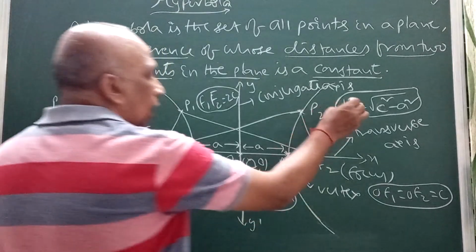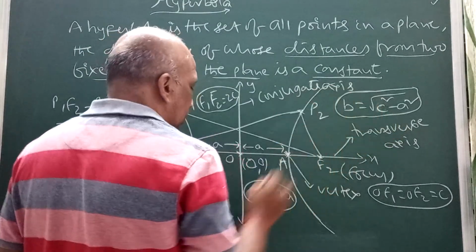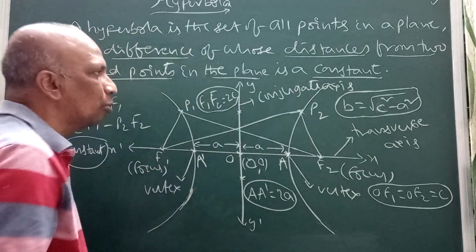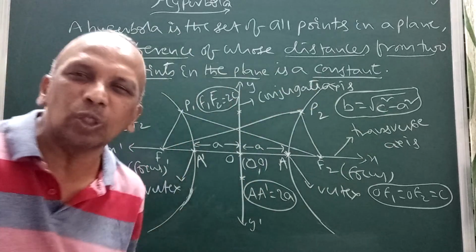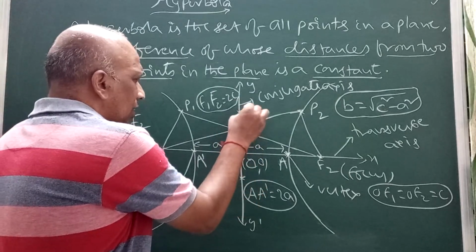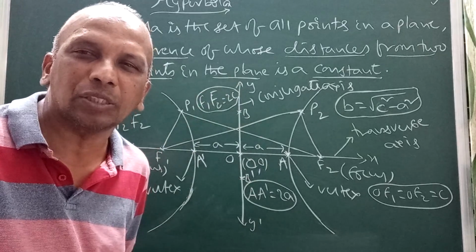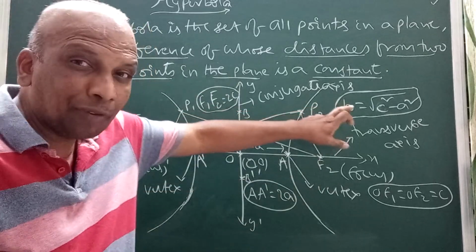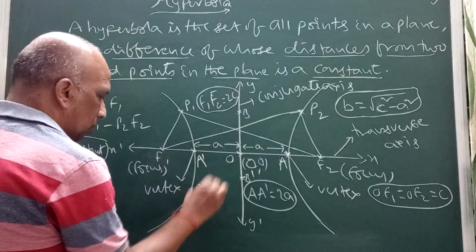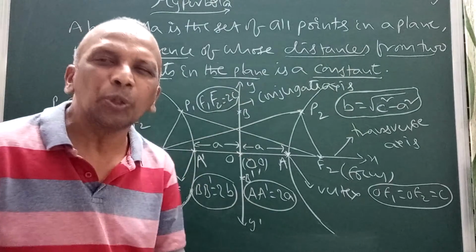Now, after defining the quantity B as the root of C square minus A square, we have 2B. Somewhere on the conjugate axis we define the points B and B dash. This is B, this is B dash. After defining the quantity B, we can consider BB dash is equal to 2B.